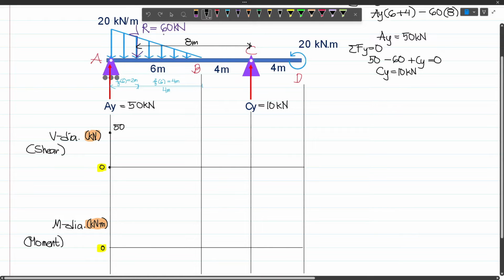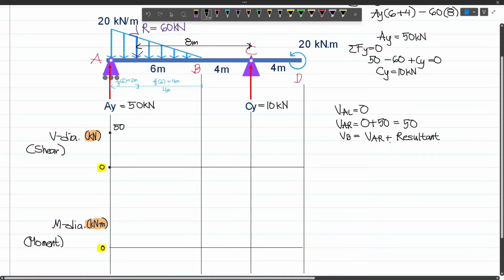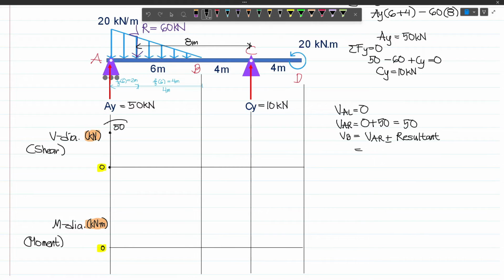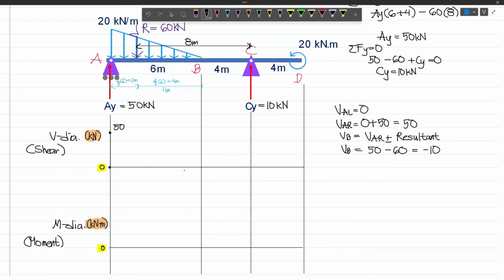And so we will actually subtract 60 from 50 to get the shear value at B. If I will show that one, we have VAL equal to 0, or the left shear value at A. And then our VAR will be 0 plus 50, which is 50. And then our VB will be VAR plus the resultant of the distributed load. Plus or minus, our VAR is 50. And since this is acting downward, that will be minus 60, because this is the resultant. And so we will have negative 10. And so our shear value at B will become negative 10. And so that will be somewhere here.